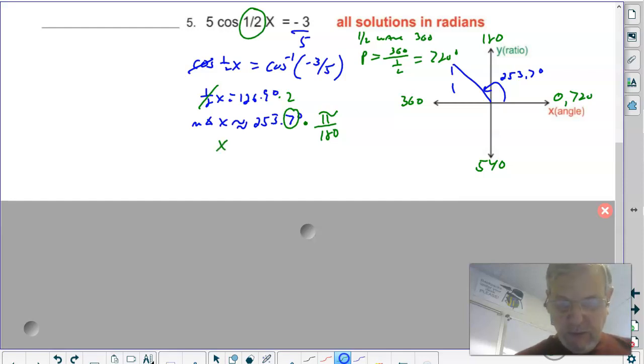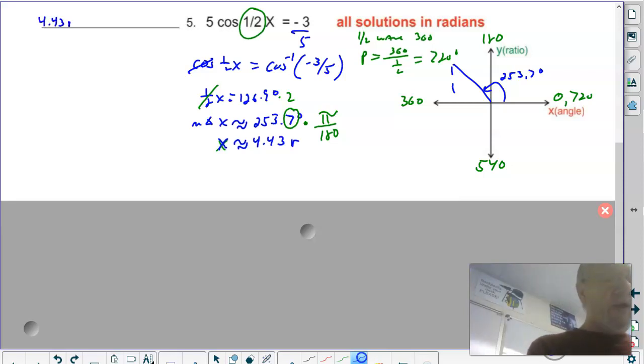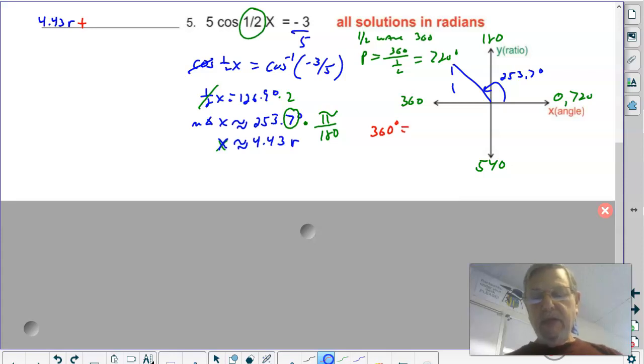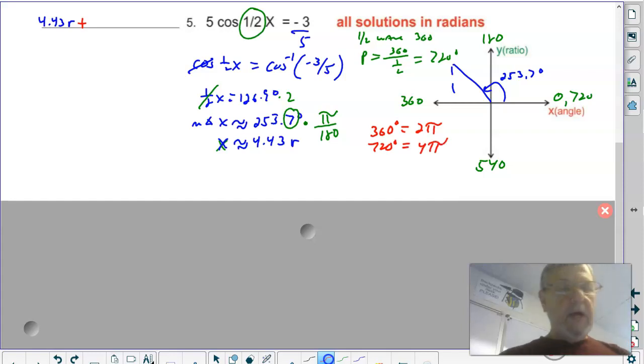But x, let's go back to blue, x is going to be approximately 4.4. If you went one more decimal place, 4.43 radians. So because we want all solutions, we then need to add the period in. Be careful, we're in radians, right? So 360 degrees is how many radians? 2 pi. So 720 degrees is how many radians? 4 pi. So this is plus 4 pi n. Be careful there. You got to get that correct as well.